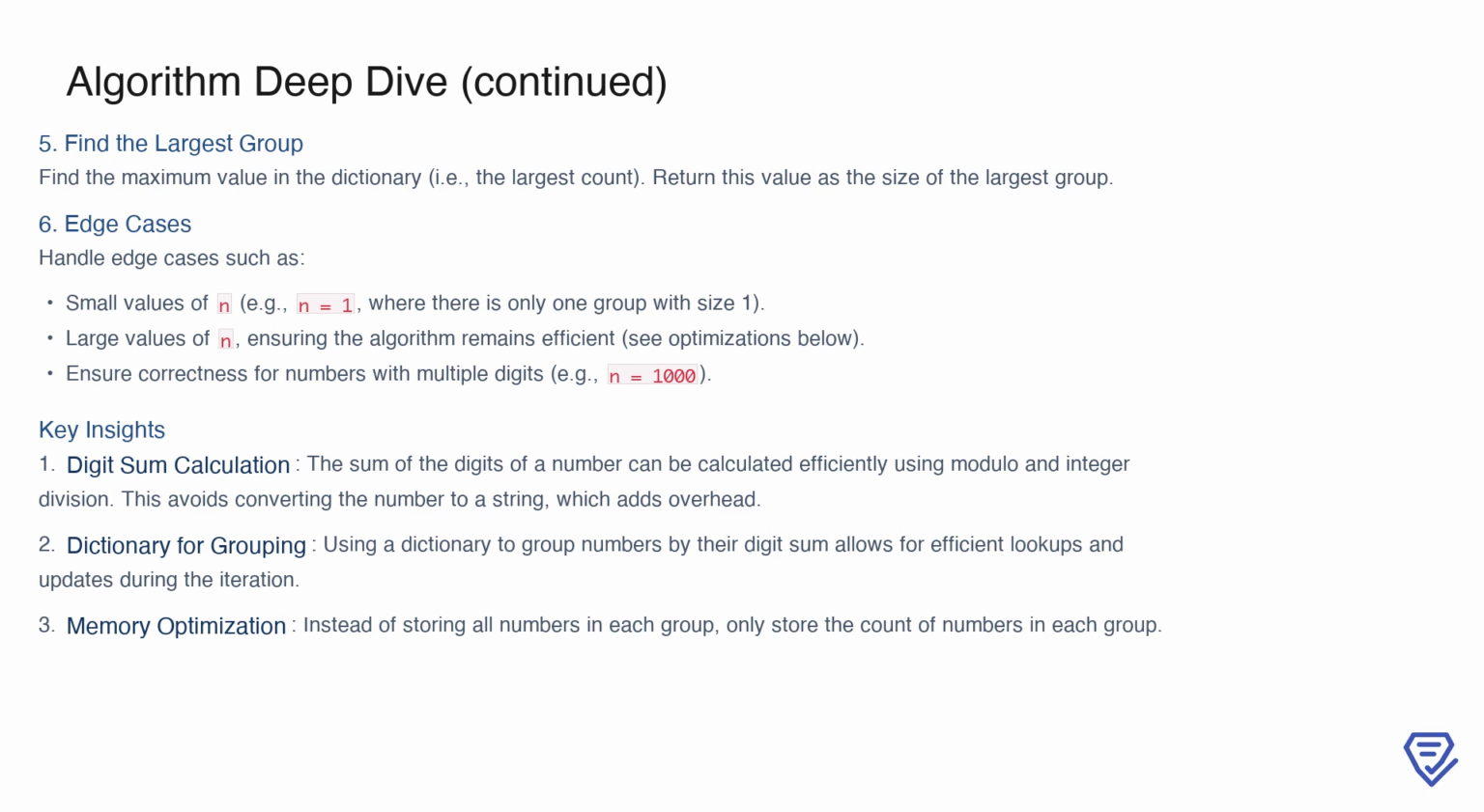While implementing this algorithm, it's important to consider edge cases. For small values of n, such as n equals 1, there's only one group, and its size is 1. For large values of n, the algorithm must remain efficient. We also need to ensure correctness for multi-digit numbers, such as when n equals 1000. Efficient digit sum calculation and memory usage optimization are key to handling these scenarios effectively.